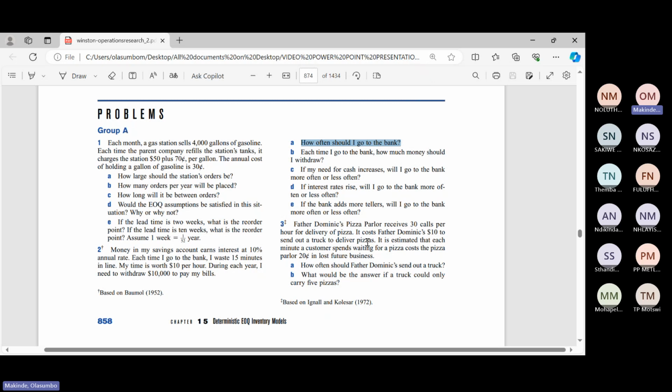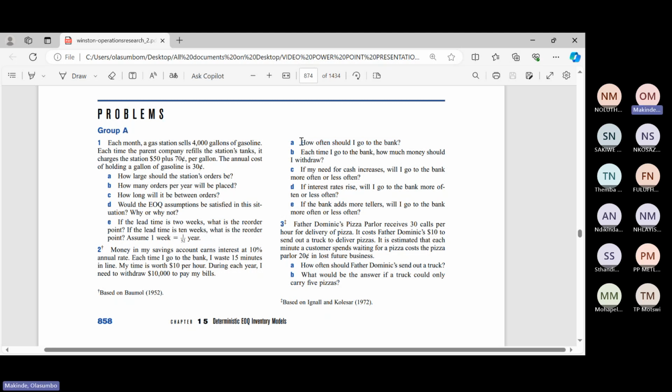How often should I go to the bank? How often should you go to the bank is talking to the number of orders. Because it's not asking you how much you withdraw when you go to the bank. If the question is asking you how much you withdraw when you go to the bank, that is your EOQ. We said EOQ is talking to how much inventory you should buy in a particular ordering phase. So for me to know how often I should go to the bank, I need to first determine how much I should withdraw for a particular order, which is EOQ, based on D, H, and K that we have seen. And from there, you now determine the number of orders based on D over EOQ.